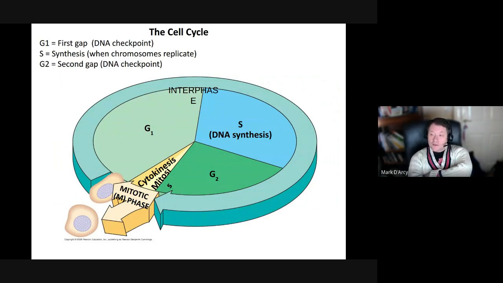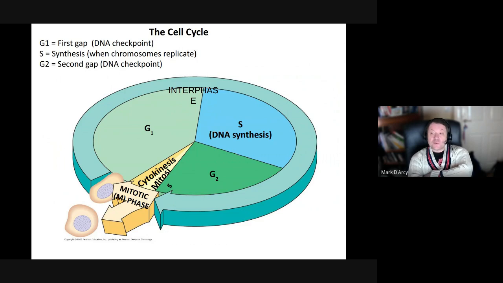We have G1, gap 1, where the cell grows and makes new organelles, more cytoplasm. Then there is a DNA checkpoint controlled by a cyclin. There's a special molecule that regulates the cell cycle. The cyclin will then check to see if the cell is healthy. If so, the cell will go into S phase, where it will replicate its DNA.